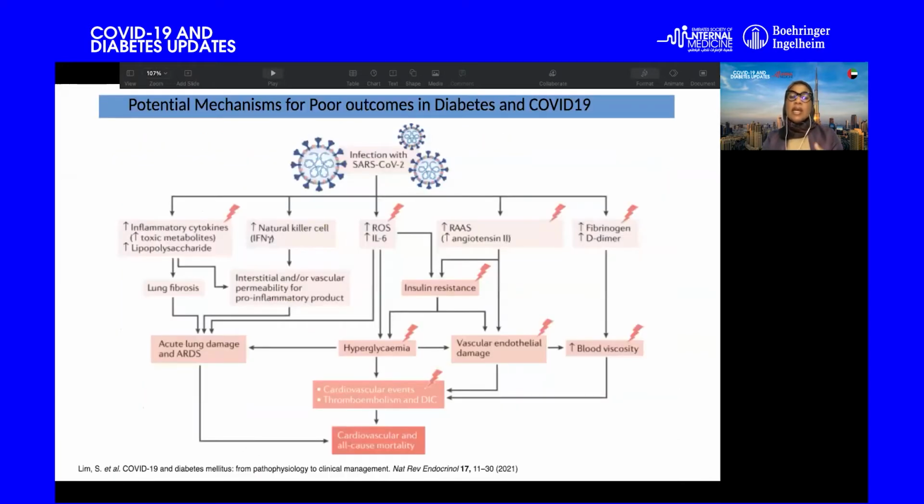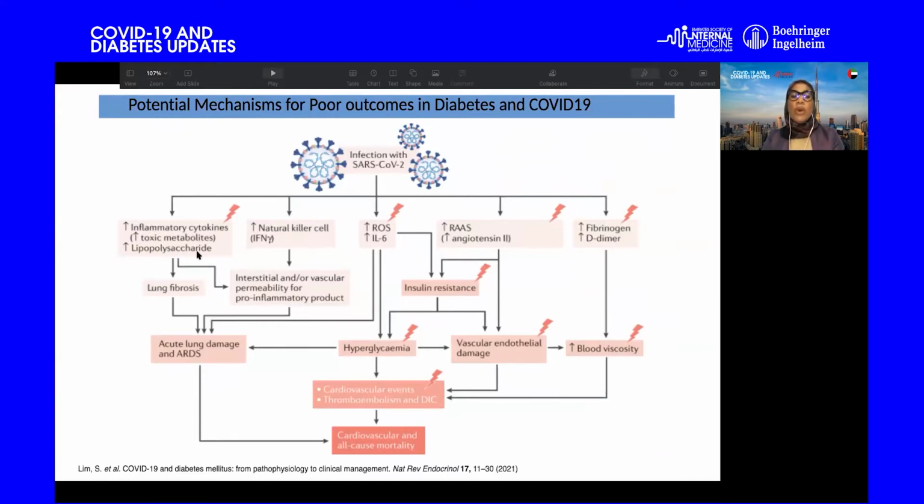If we look at it in a little bit greater detail, we know that the infection with the virus causes this increase in the inflammatory cytokines. You might have an increase in the interferons as well. There certainly is an increase in the reactive oxygen species and interleukin-6. There's also activation of the renin-angiotensin system, and diabetes being a procoagulant state, you may have also an increase in fibrinogen and D-dimer.